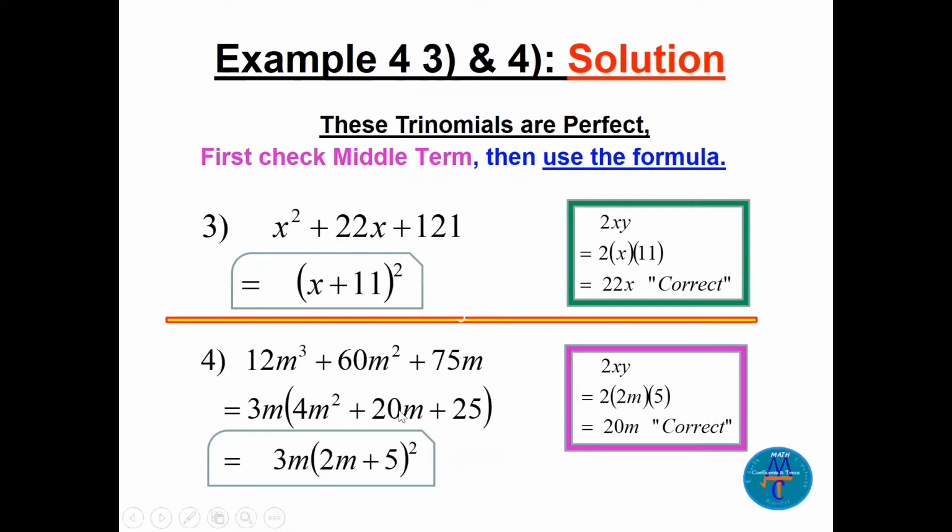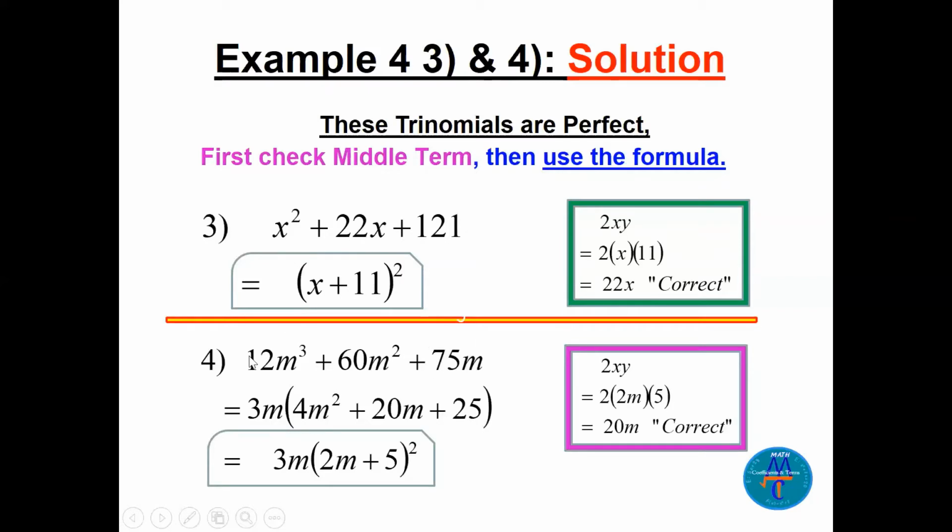See, number 3 is easy. Check the middle term, 2xy. See, 2, this is x, the square root here. Square root of 121 is 11. 11 times 2, 22x. That's correct. And we put plus here. The middle term has plus. And this one always it should be plus.